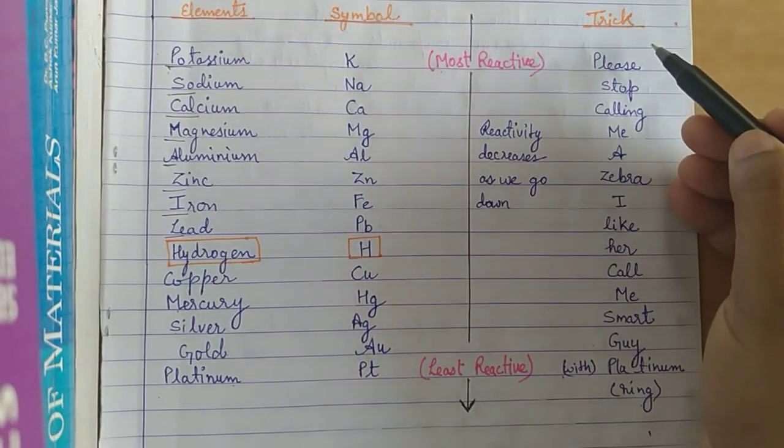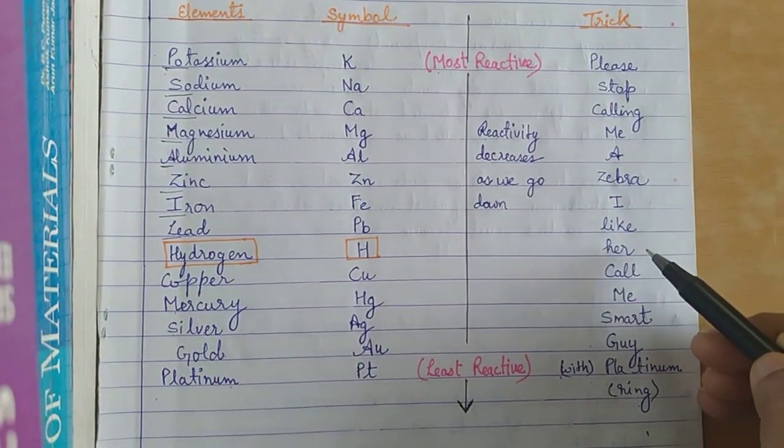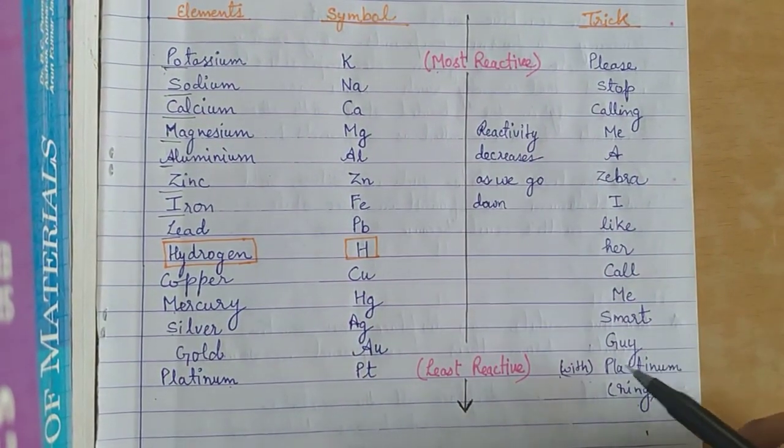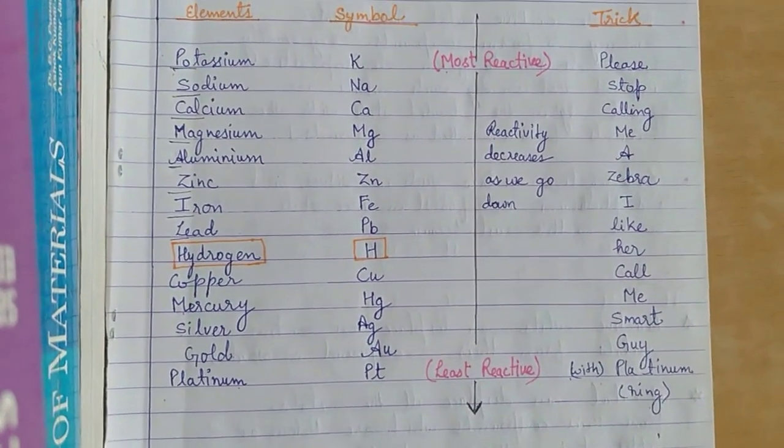Okay, so let me read this. Please stop calling me a zebra, I like her, call me a smart guy with platinum ring. So this is, children, this is how it goes.